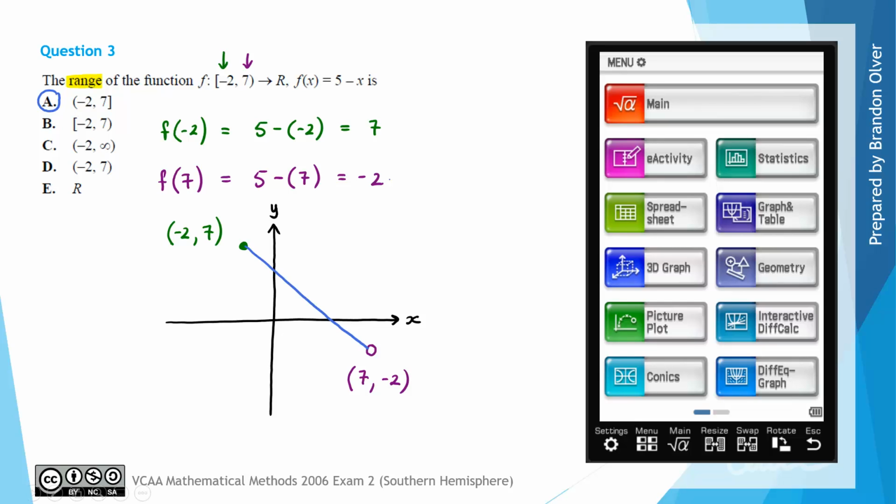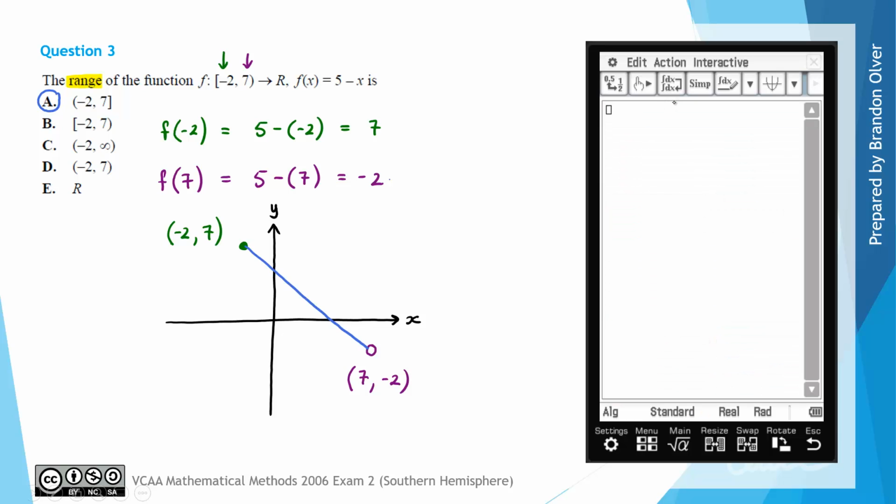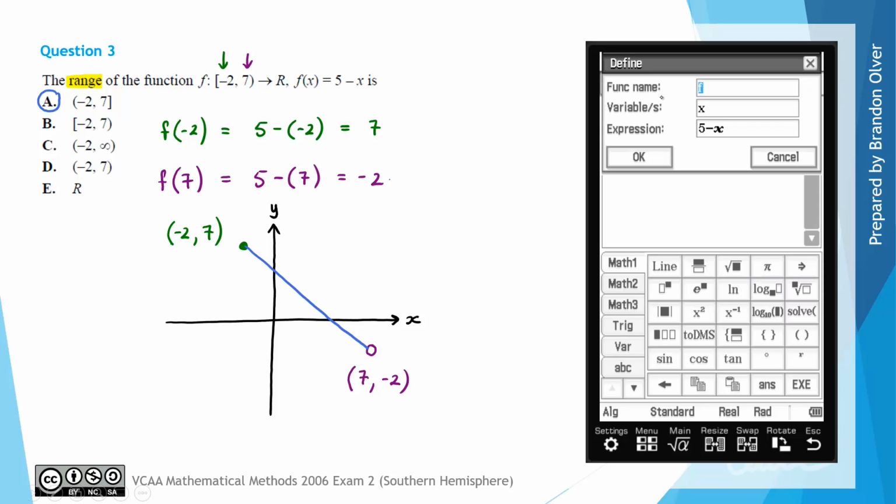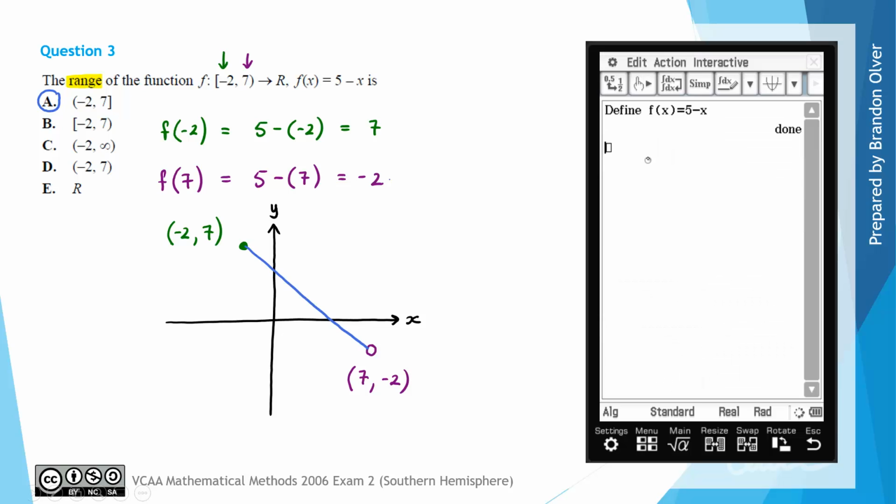Now that you've seen this question done by hand, we're going to use the CAS calculator to do the same problem. On the calculator, go into the main menu, and the first thing we can do is define the function. I'm going to type in 5 subtract x, highlight it and go interactive, define, and we're defining it as f of x, so we can just press OK.